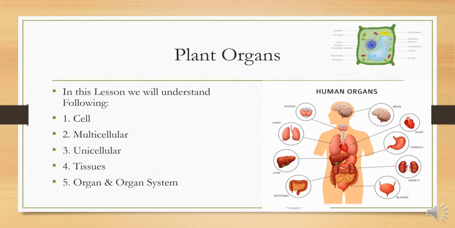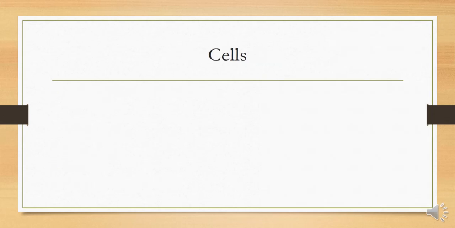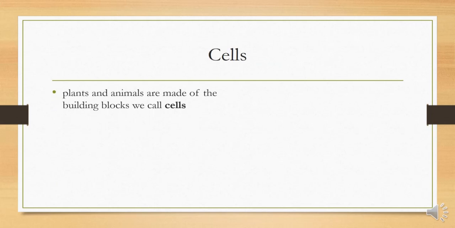Dear students, as you see the diagram, this is a human diagram which consists of many organs like heart, lungs, liver, intestine, stomach, brain, etc. Cells basically are the building blocks of organisms, as brick in the wall. Many bricks combine together to form a wall, and plants and animals are made up of building blocks which are called cell.